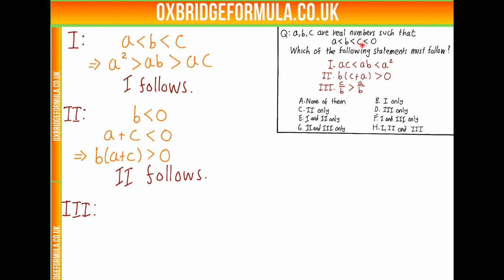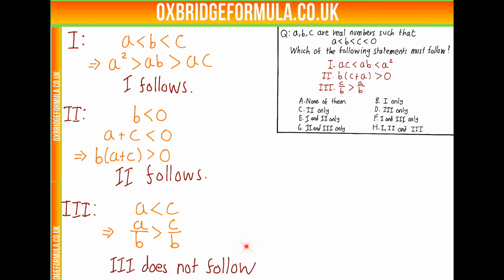So let's start with an inequality with a and c, and then we'll times through by 1 over b and get something that either looks like this or is the opposite of it. So we know a is less than c. So let's times both sides by 1 over b. Because b is negative, 1 over b will be negative. So we need to flip the sign to get a over b is greater than c over b, which directly contradicts what statement 3 is. And so we know 3 does not follow.